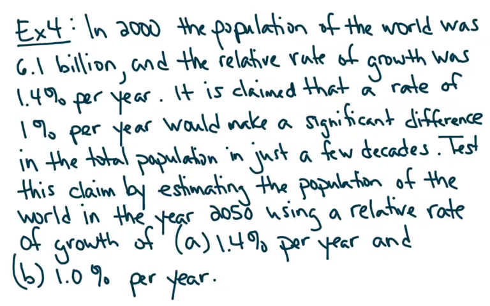Example 4. In 2000, the population of the world was 6.1 billion, and the relative rate of growth was 1.4% per year. It is claimed that a rate of 1% per year would make a significant difference in the total population in just a few decades. Test this claim by estimating the population of the world in the year 2050 using a relative rate of growth of A, 1.4% per year, and B, 1% per year. It doesn't seem like there's a significant difference between 1% and 1.4%, but when you're talking about billions of people, we're going to look at exactly what that significant difference is.